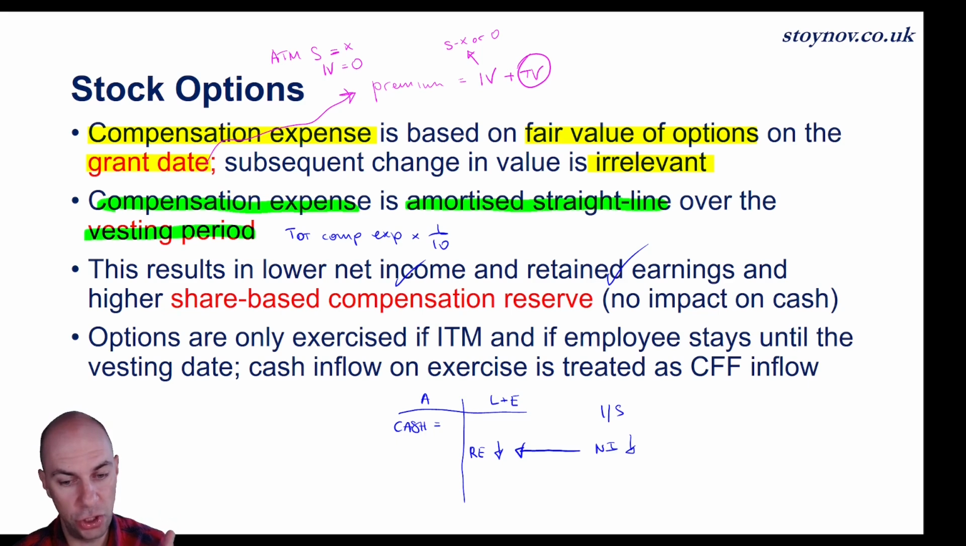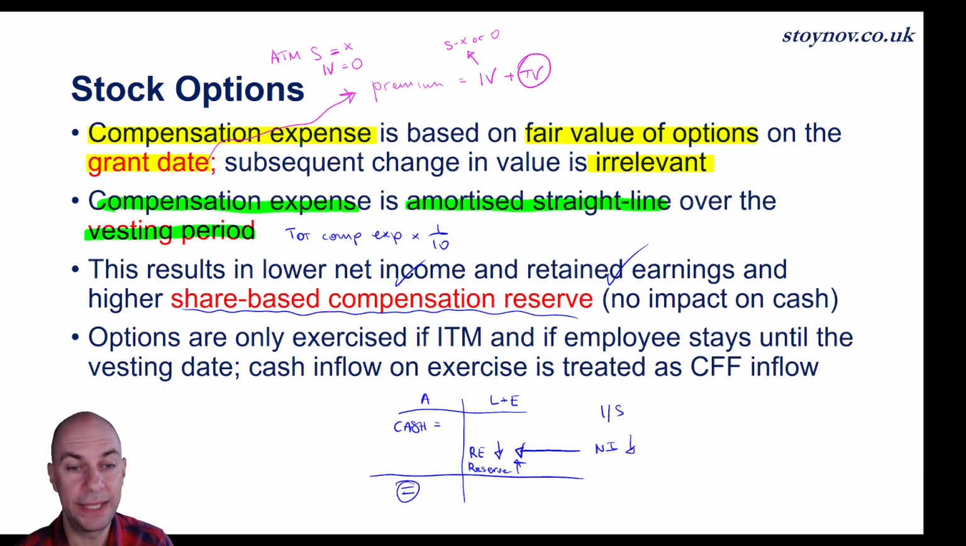But if cash is not going down, what is happening? Well, the assets are not affected by share-based compensation. So something's got to give on the right-hand side. Your retained earnings has gone down. Well, there's another part of equity. Think of it as an OCI item called share-based compensation reserve. We'll just call it reserve here. And that reserve is going to go up by that amount.